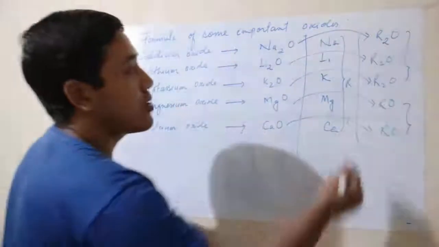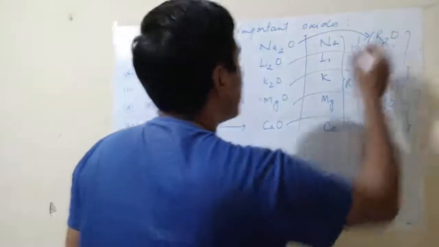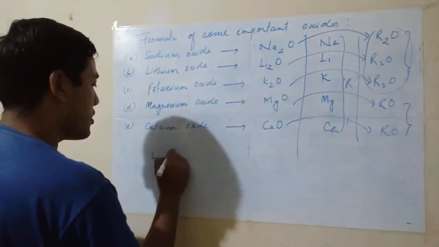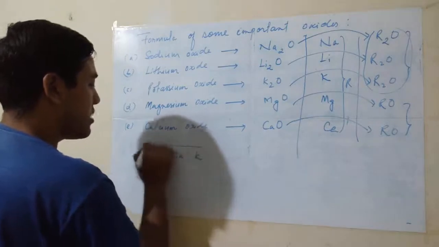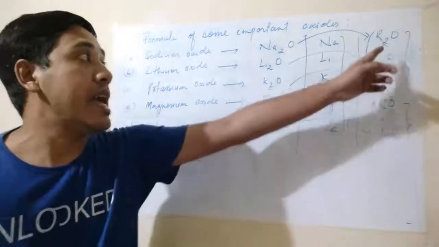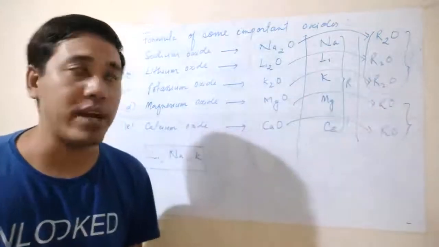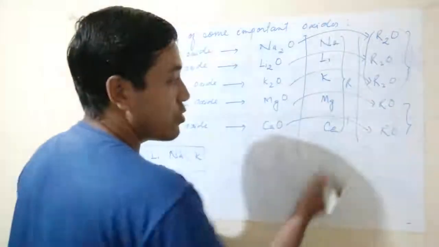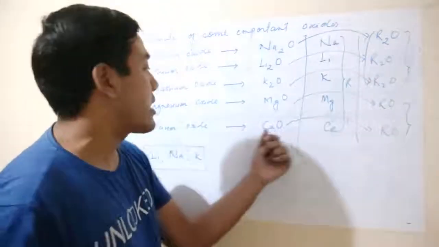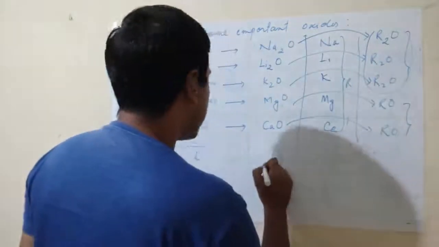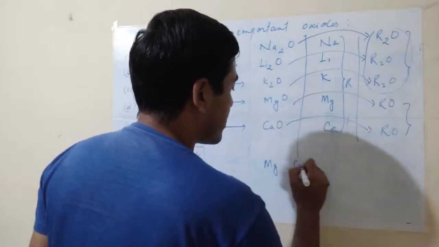Because of this similar formula, we can say that lithium, sodium and potassium have similar chemical properties, right? Because they have the similar chemical formula. Same thing here. Magnesium oxide is MgO, that is RO. Calcium oxide is CaO, that is RO. Because of this, we can say that magnesium and calcium also have similar chemical properties.